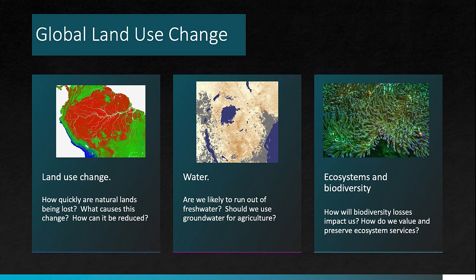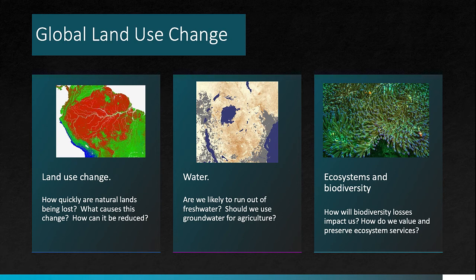Second issue, water. Are we going to run out of it? That's a key issue for many places around the world as we look toward 2050. And embedded in that question are a bunch of other issues. For example, should we use groundwater for agriculture, or should we save it for things like human consumption? What does that mean for places that are already using groundwater for irrigation, like the US?